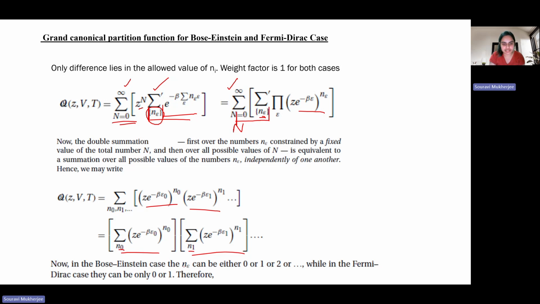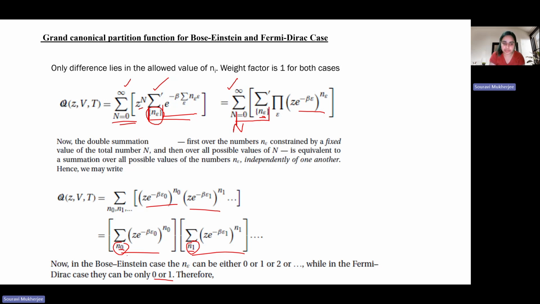So in the Bose-Einstein case, what happens? Your N epsilon, like N0, N1, N2, all of them, can take 0, 1, 2, whatever value, okay? While for the Fermi-Dirac case, they can take only 0 and 1. We did solve for the Fermi-Dirac case in the last class, where we looked at the case where each of these values, N0, then N1, when you are doing a summation, you do a summation over 0 and 1, and then you would have multiple such products. This is something we had done in the last class.